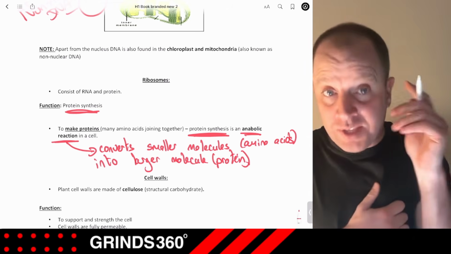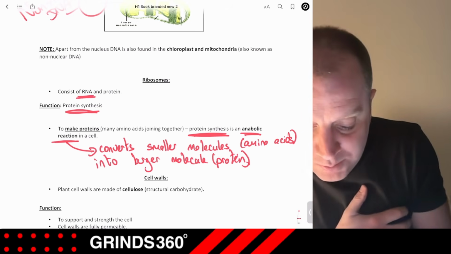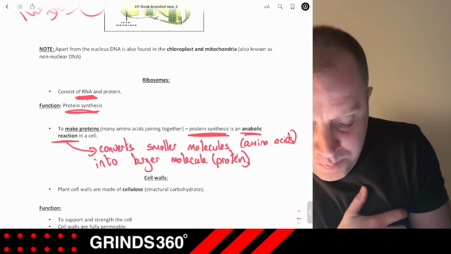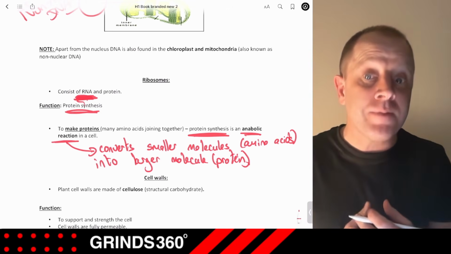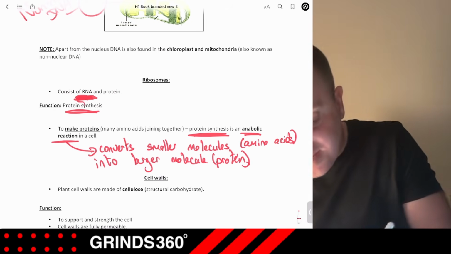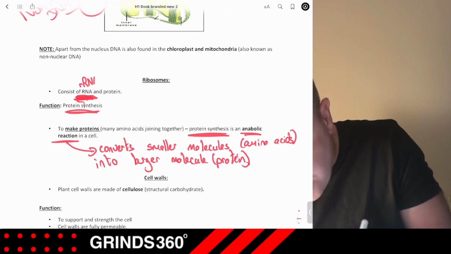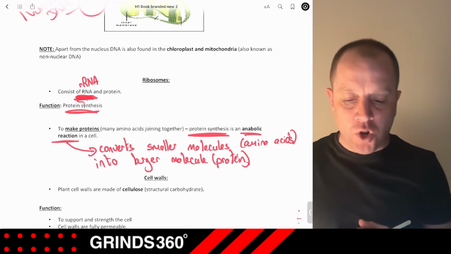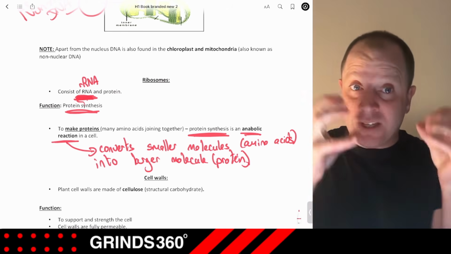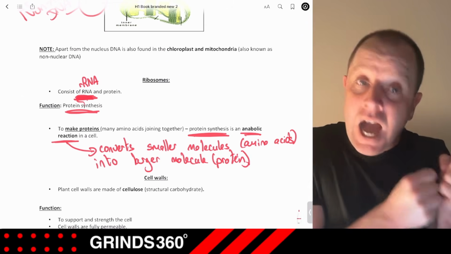Now, just note, this was asked once. What does a ribosome consist of? Apart from protein, the main component of a ribosome is RNA. All right, RNA. Now you can write the type of RNA called rRNA. We studied that in the DNA and RNA chapter. But there you go. Okay, so the ribosome is composed of rRNA and protein.